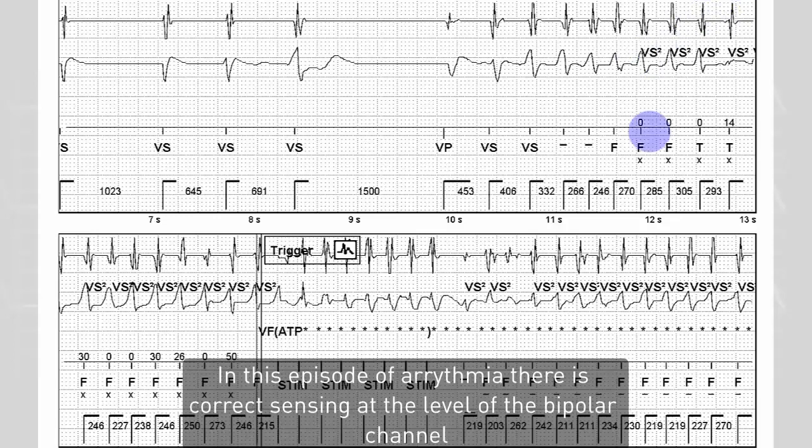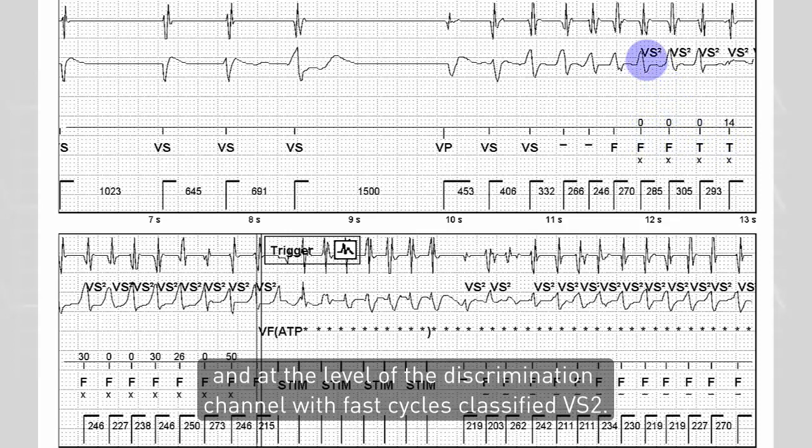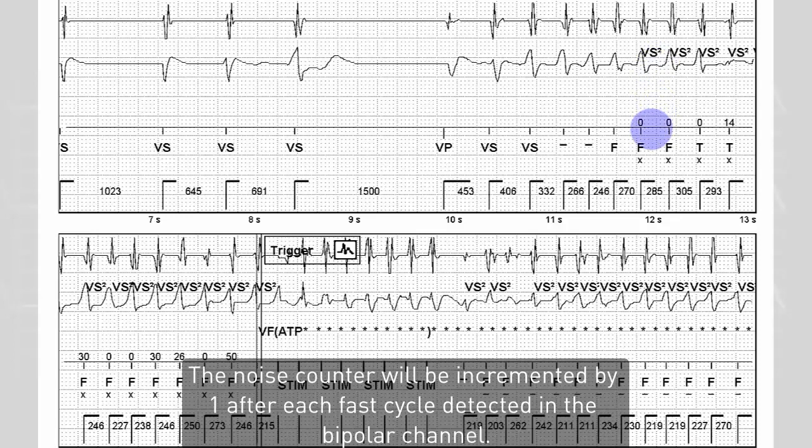In this episode of arrhythmia, there is correct sensing at the level of the bipolar channel and at the level of the discrimination channel, with fast cycles classified VS2. The noise counter will be incremented by 1 after each fast cycle detected in the bipolar channel.